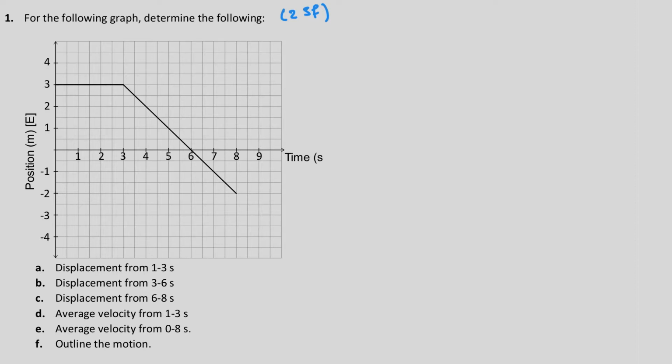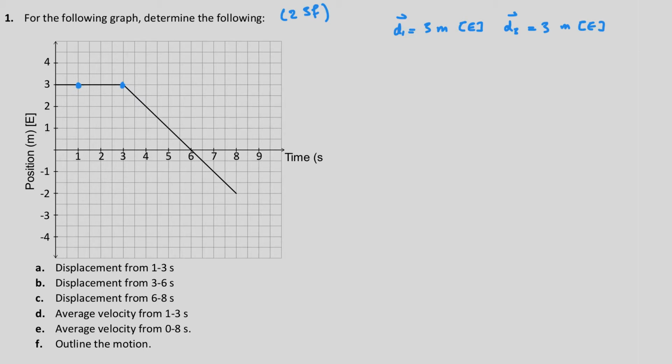So this is a position-time graph, so it shows position at different times. So position at time 1 here. Let's write some of this information down. Position at time 1 is 3 meters in the east direction. Position later on, we'll need position 3. Position 3 is also 3 meters in the east direction.